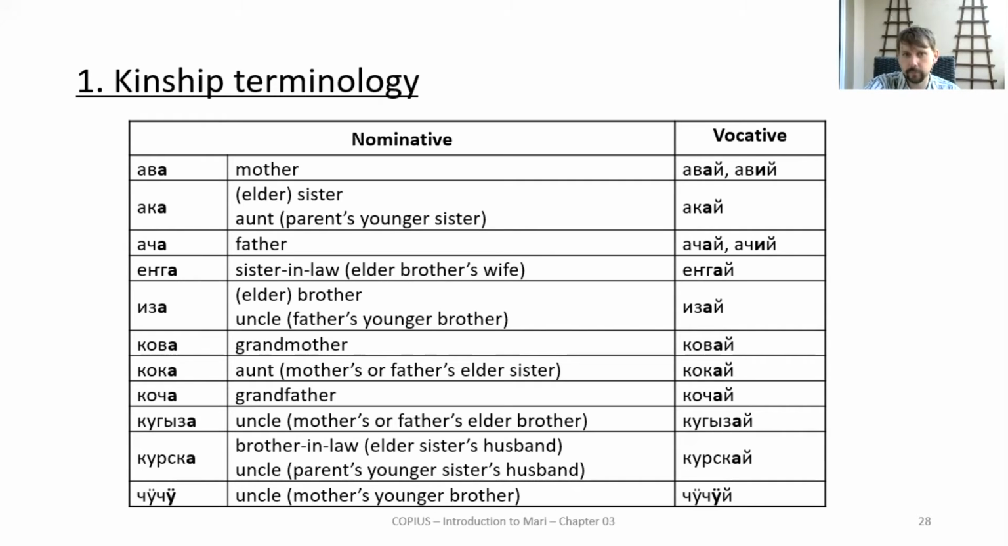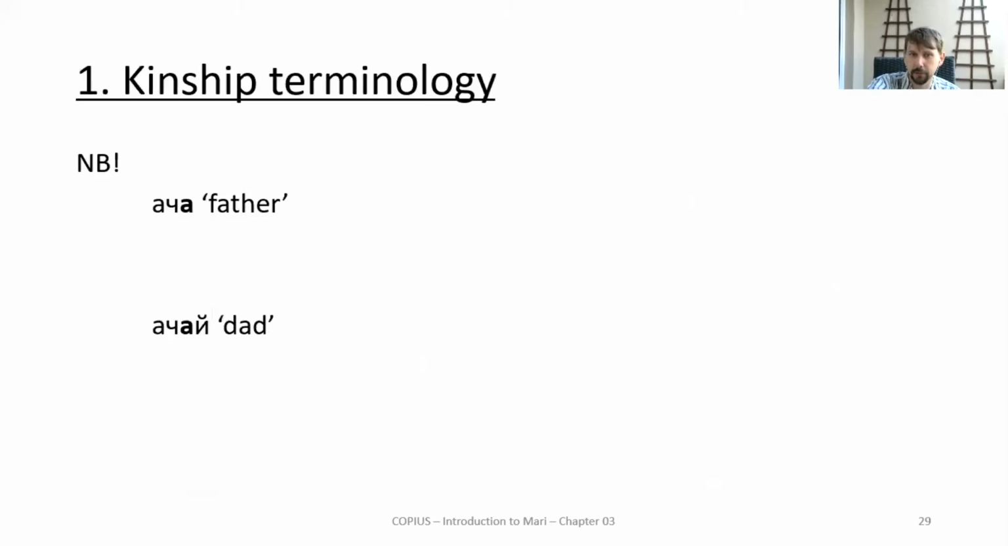forms. So if you have, for example, mother, ava, you also have a vocative form, avai, and avi, used when addressing her. But they're not just used when addressing someone. They are used as normal nouns that are just more personable in a way. So ava is like mother and avai is more like mom, sort of. And just as you can use mom when addressing your mother, you can also use it in a third person reference to your mother.